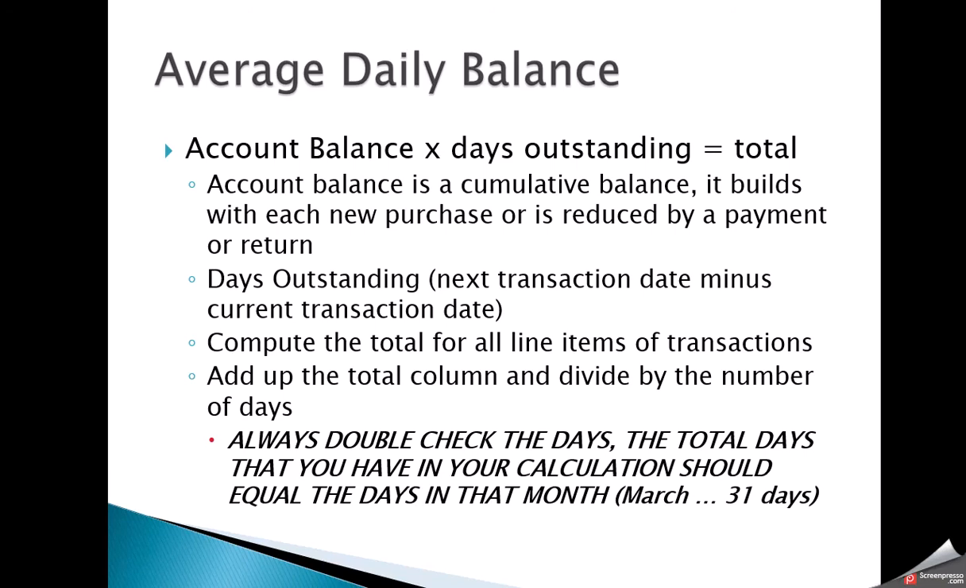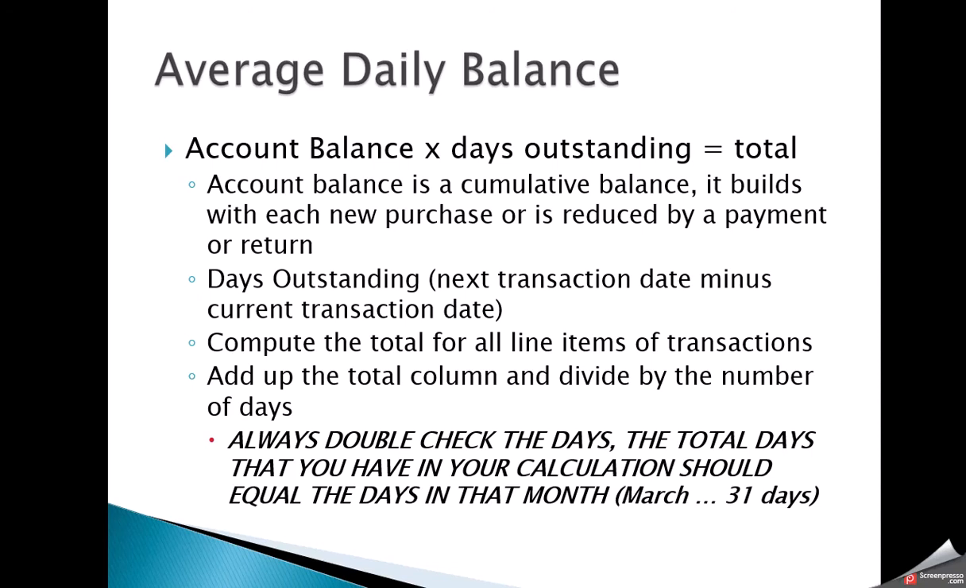Once you multiply your balance times the days outstanding and you get that total, you will add up your totals and then divide it by the 31 days, or however many days are in that month. And that is your weighted average daily balance. And then that's what they're allowed to charge you finance charges on. So then whatever rate they're charging you, you multiply it by that to figure out how much interest the bank is allowed to charge you.